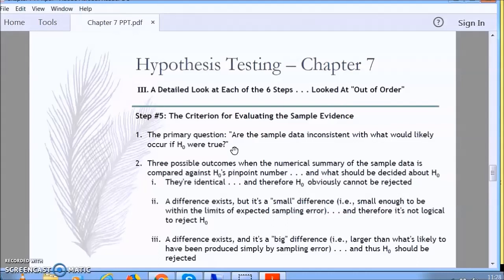But if the difference exists, is it a small difference? That means small enough within the limits of the expected sampling errors, and therefore it is not logical to reject the null hypothesis. Or if the difference is there, it is a big difference. That means it is larger than likely to be produced, cannot be produced by the sampling error, and hence the null hypothesis should be rejected. How does the researcher decide whether this difference is a small difference or a big difference?